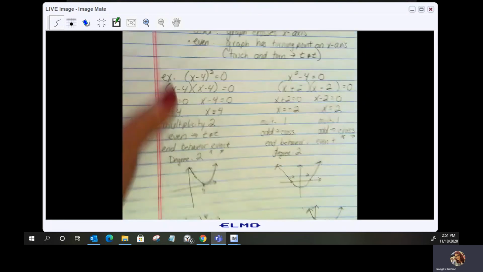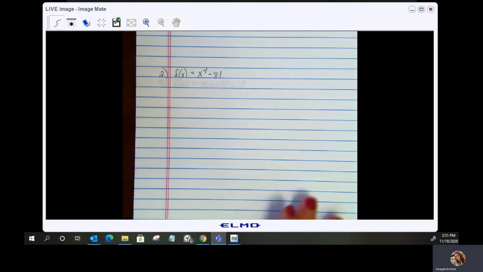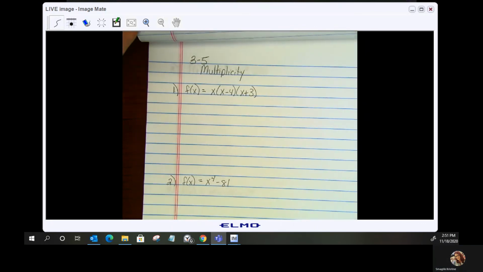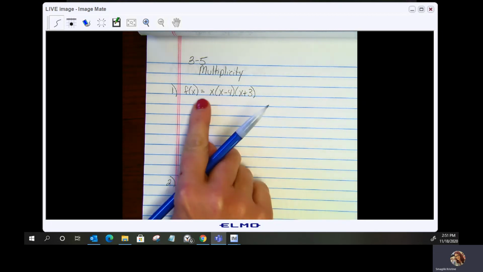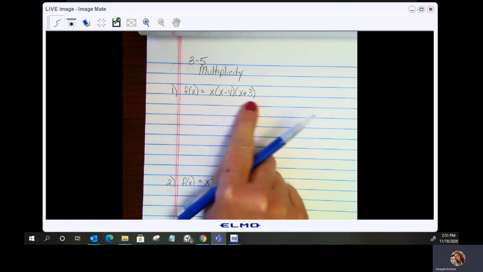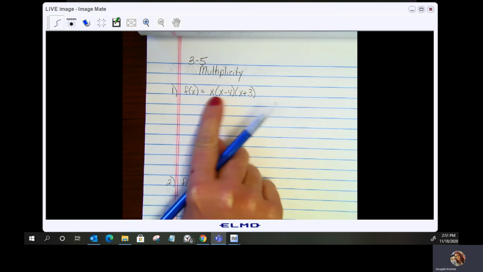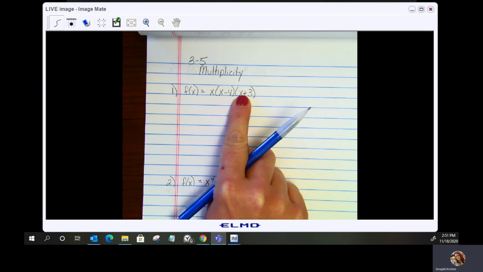Let's take a look. Let's do a few problems. So here we go. We're going to go ahead and identify the multiplicity and graph these. So right off the bat, I don't even need to use my zero product property. You can literally see your zeros just by looking at this.